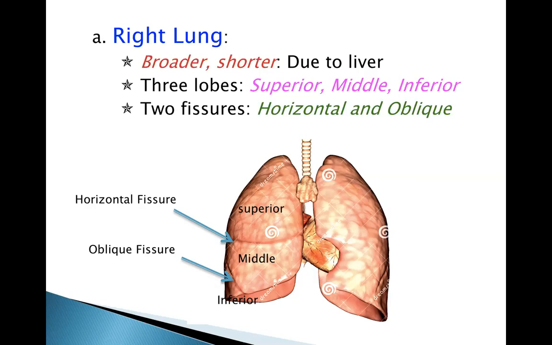The inferior lobe is actually going to be more posterior. So even though we describe it as superior, middle, and inferior, it actually has a very large lobe. We don't quite see how big it is from the anterior view, but it's a really large, more posteriorly sitting lobe. The fissures or gaps between them are the horizontal fissure and the oblique fissure on the right side.